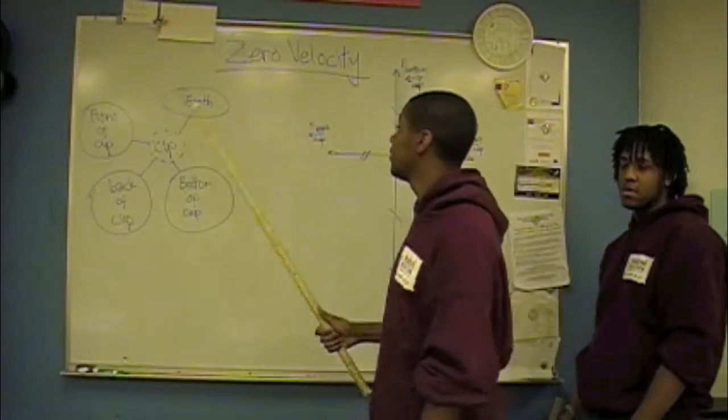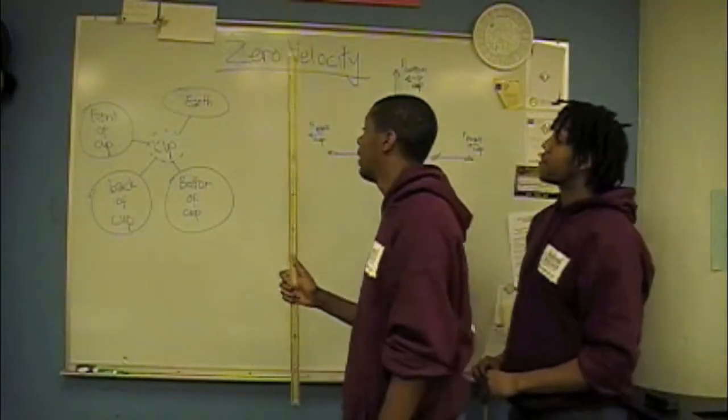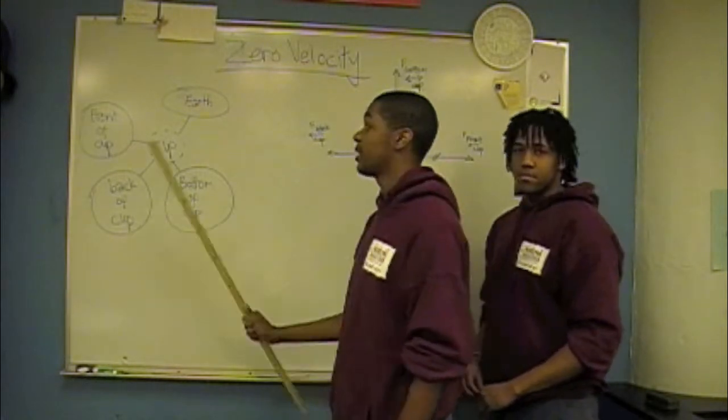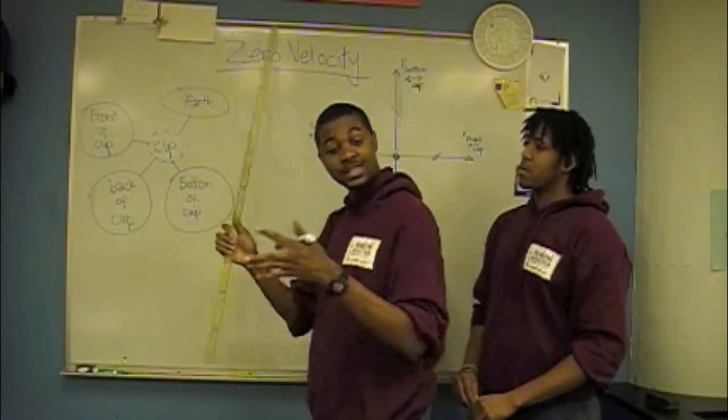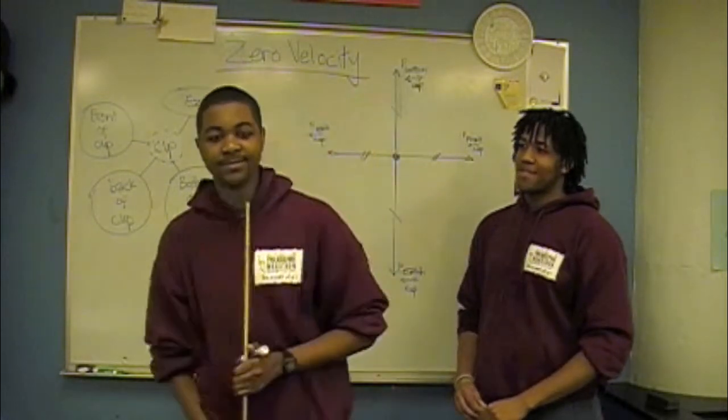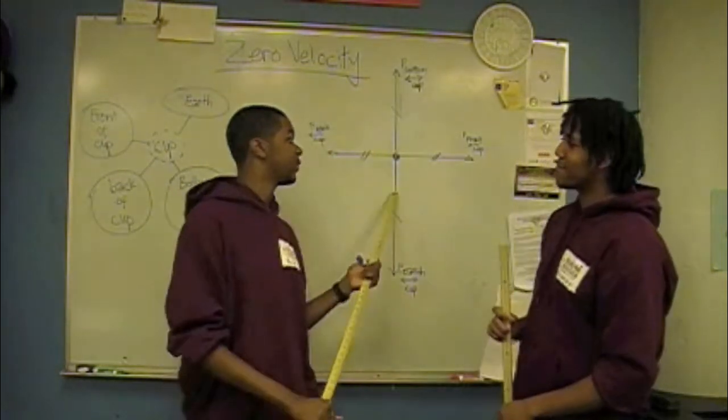This is our system schema for a train moving at zero velocity. The Earth, we have the bottom of the cup, the back of the cup, and the front of the cup, which is all acting on the cup, which is containing the liquid. And Ryan will explain this further in his force diagram.